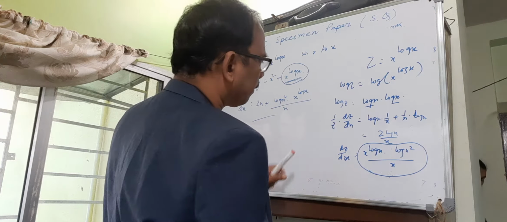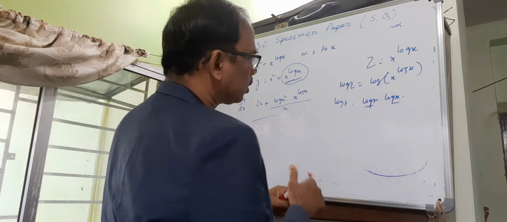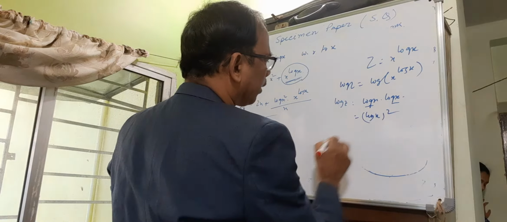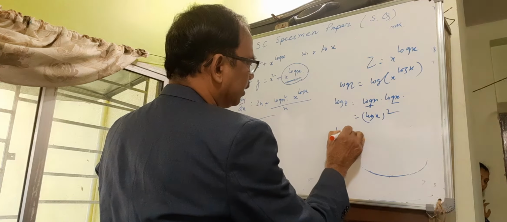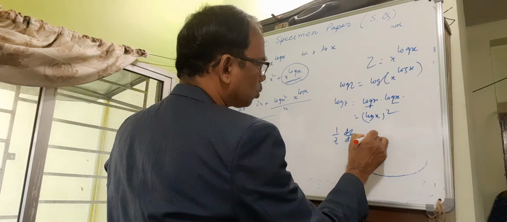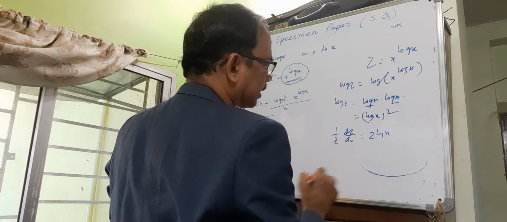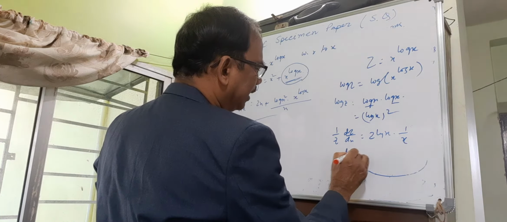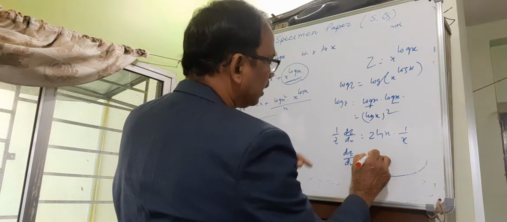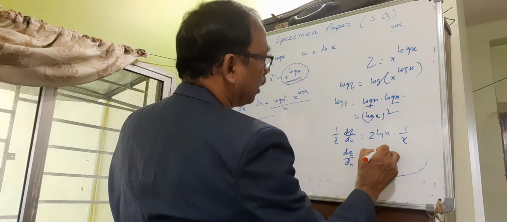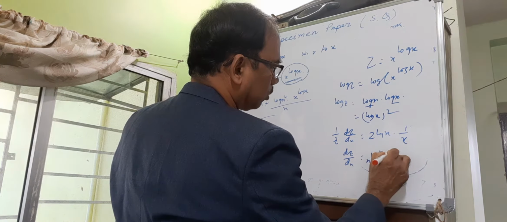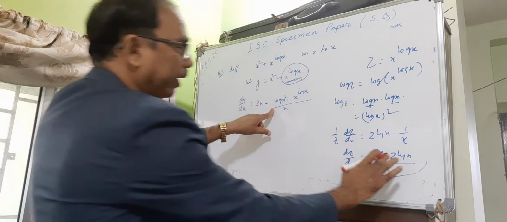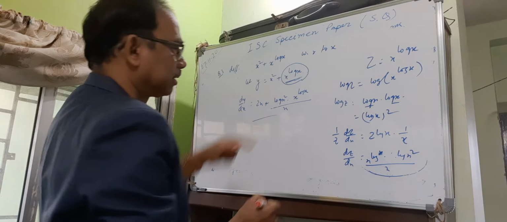We can do this one in short, that is a into a square, that is log x a whole square you can write. Then 1 by z dz by dx equals 2 log x. Power will come again into log x derivative 1 by x. Then dz by dx, z is log x to the power log x, into 2 log x by x, which is this. 2 log x means x to log x square is this.